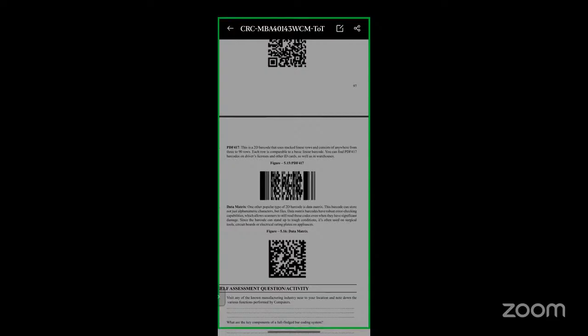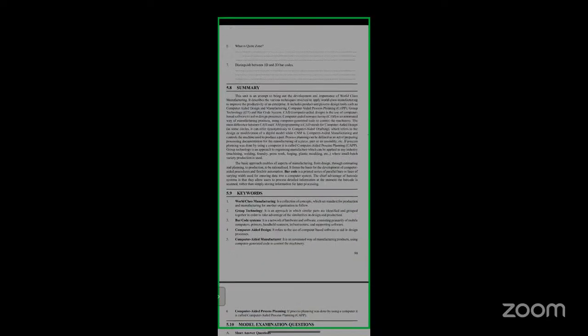Next is the Data Matrix barcode system. You can look here, the last barcode system. This is also a 2D barcode system. This barcode can store not just alphanumeric characters, but also files. Data Matrix barcodes have robust error checking capabilities also. So these are the different barcode systems that prevail.